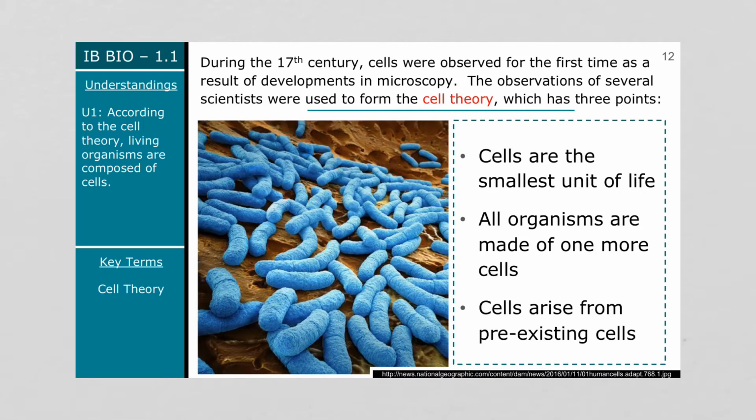This will be a review of some of the important topics in 1.1. The cell theory, which you can learn a lot more detail about in the textbook and also through the TED-Ed video, which talks about how the cell theory was developed and the scientists that were involved in that. But essentially it has three parts. It states that cells are the smallest unit of life. All organisms, an organism is a living thing, so all organisms are made of one or more cells. And then finally that cells arise from pre-existing cells.